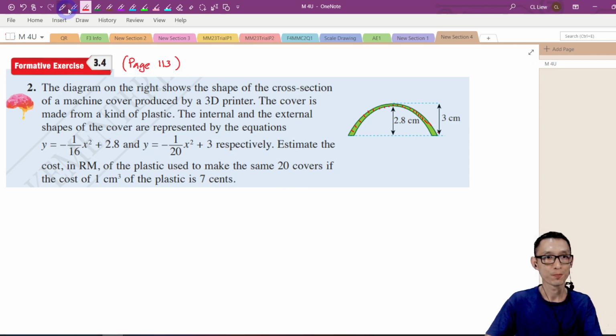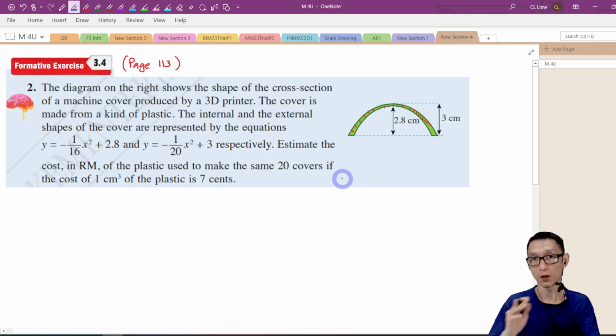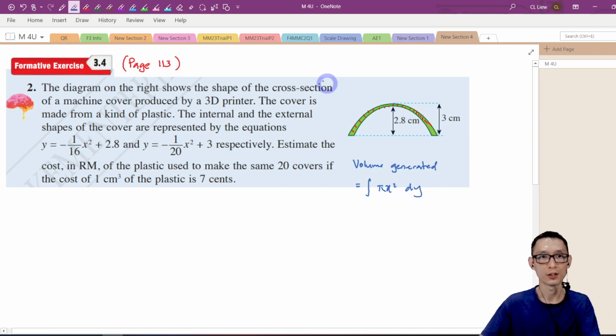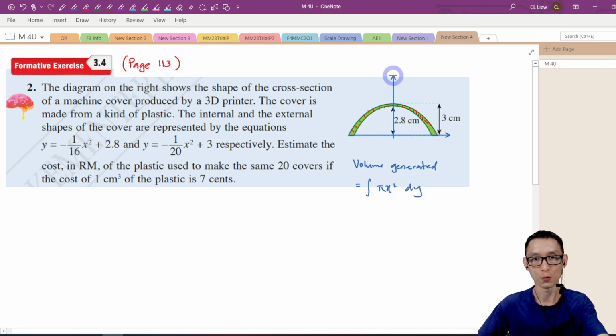Okay, now first we need to know the formula. Rotated about the y-axis, the volume generated is pi x squared dy. If this is dy, the lower limit and upper limit must come from the y-axis. So let me draw the axes for you first, so that it is easier for you to understand. This is the x-axis, and this is the y-axis.